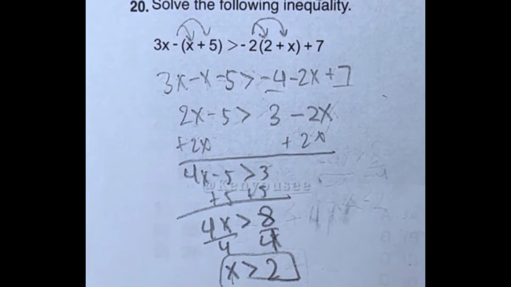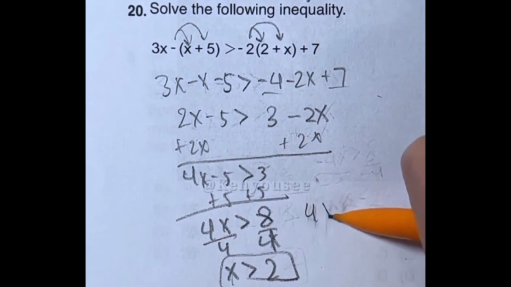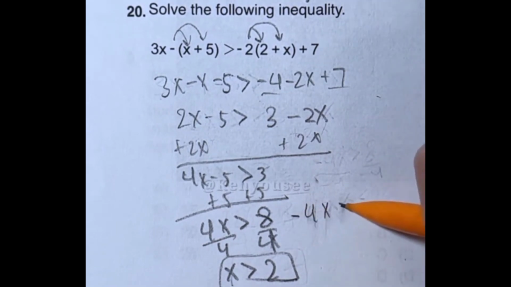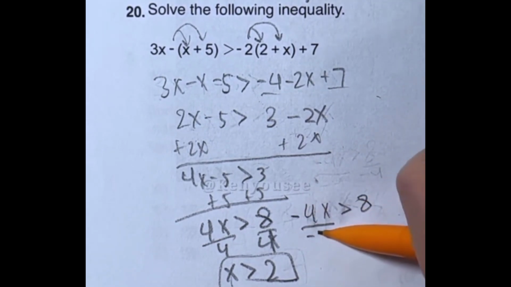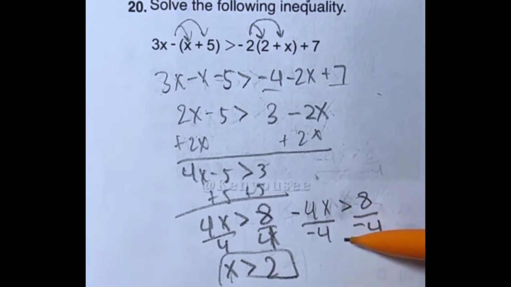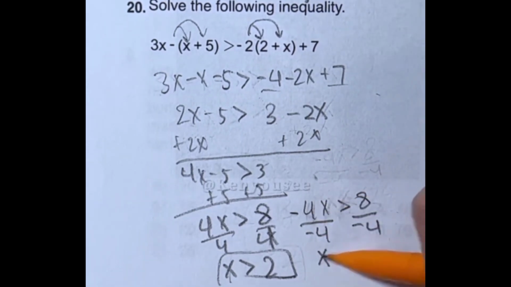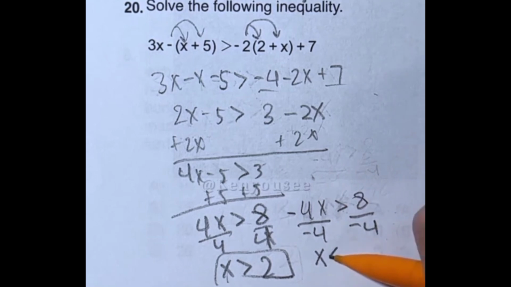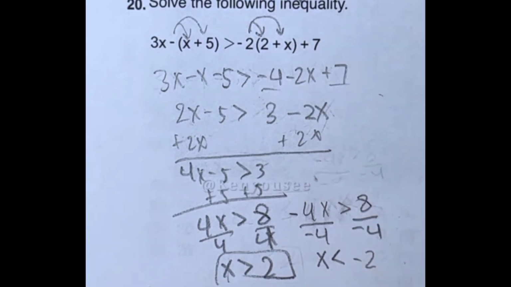Now keep in mind this thing about inequalities. Whenever you divide, let's say we had negative 4x is greater than 8, and if we had to divide negative 4 on both sides, since we are dividing by a negative number, we're going to have to flip the inequality sign. So it would be x is, instead of greater than, is going to be less than negative 2. So keep that in mind.